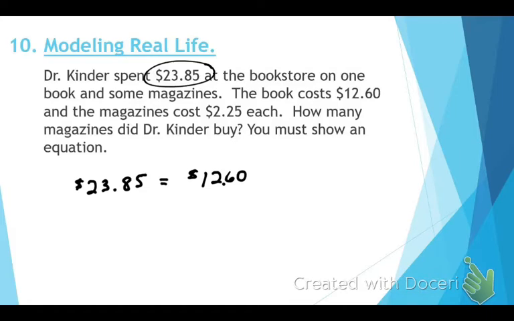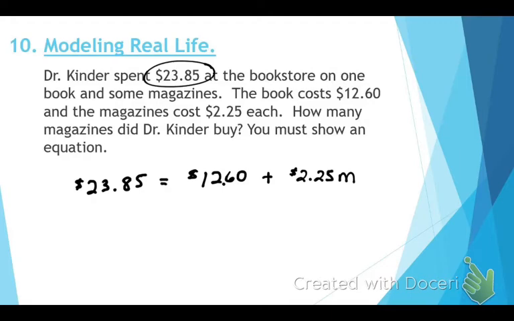It says he also bought something else. If he bought something else, should I add, subtract, multiply, or divide that extra amount? Add. I've got to add it. How much was the next thing he bought? $2.25. Now, do we know how many of those he bought? No. If he bought one, it would be $2.25. If he bought two, I would add $2.25 plus $2.25, right? Instead of adding $2.25 a whole bunch of times, I can multiply it by a variable. The variable I'm multiplying it by is an M, for magazine, okay?